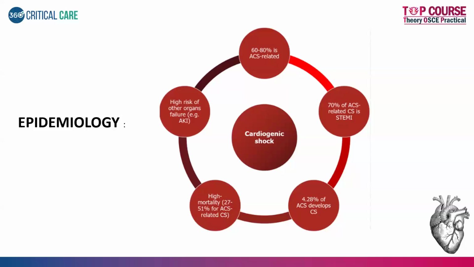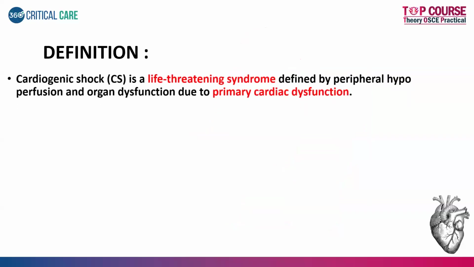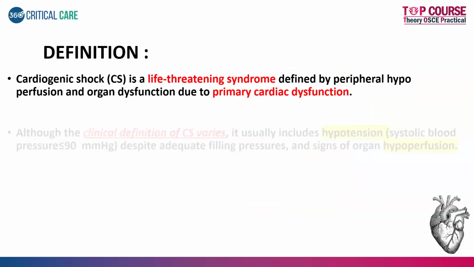So going ahead, cardiogenic shock, like I was telling you, the epidemiology usually is related to MI, and very rarely it can also be related to chronic cardiac diseases as such, but the mortality is quite high. That is the importance of this class. So coming to the definition of cardiogenic shock, it is a life-threatening syndrome primarily due to cardiac dysfunction.